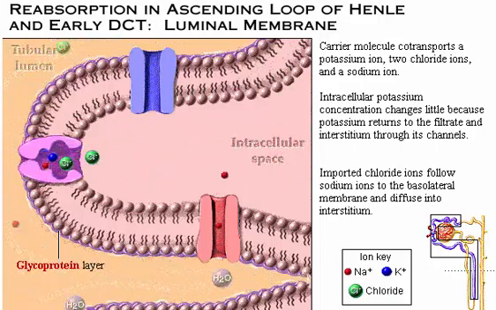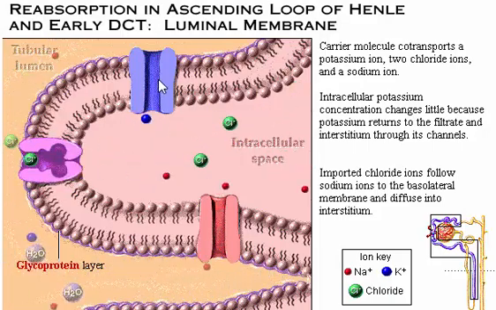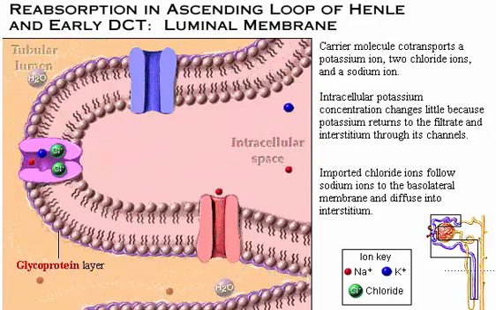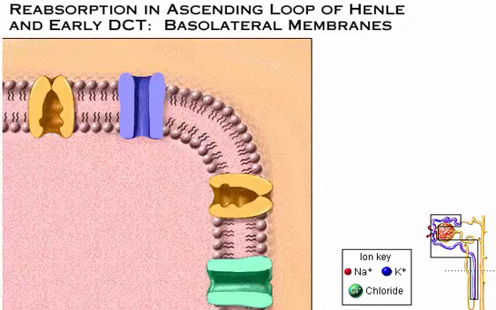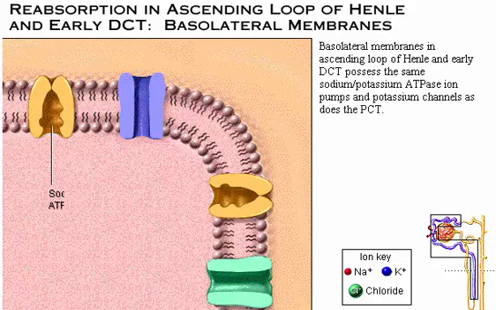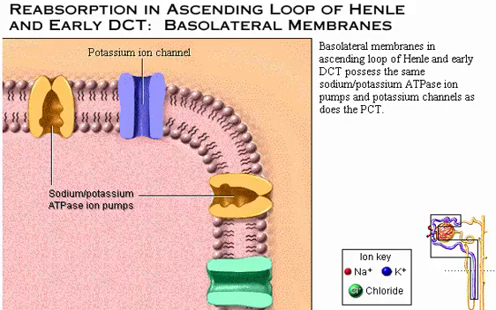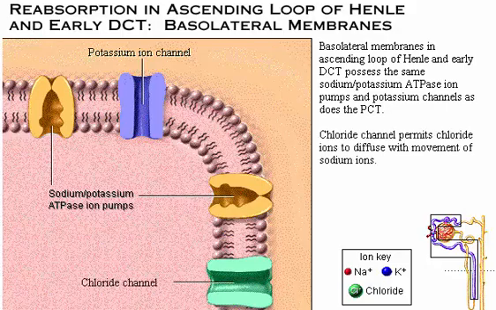Now let's look at the activities of the basolateral membrane of these cells. These cells possess the same sodium-potassium ATPase ion pumps and potassium channels as do the cells of the proximal convoluted tubule. As seen previously, these pumps generate a sodium ion concentration gradient that drives the reabsorption of other substances through the luminal membrane. Notice also the chloride channel, which allows chloride ions entering from the luminal membrane to follow sodium ions out of the cell. Click a sodium-potassium pump and watch the interstitial osmolarity change.